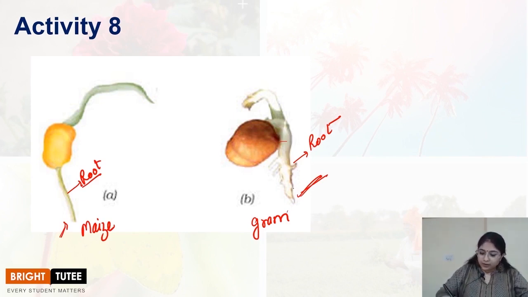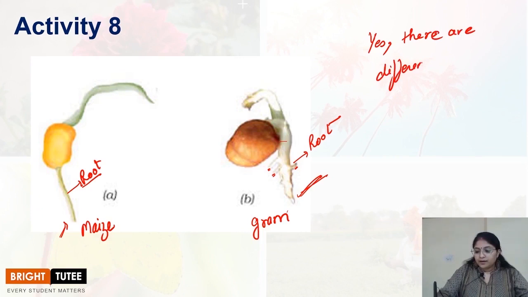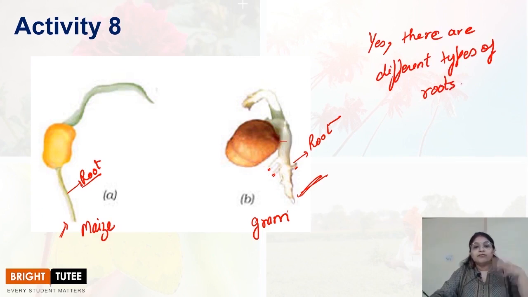you will find that there is a main root in the gram and you have these smaller roots growing alongside, whereas no such growth is seen in the root of maize, right? So with this activity you can conclude that there are different types of roots. Students, it is important to remember this activity because this will help you in further understanding the different types of roots that are there. Right, so please remember this activity.